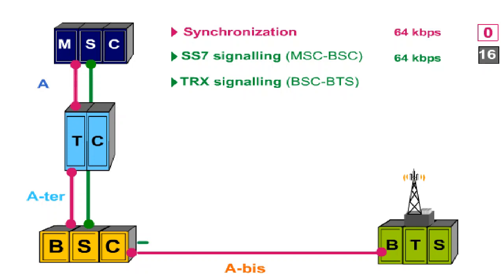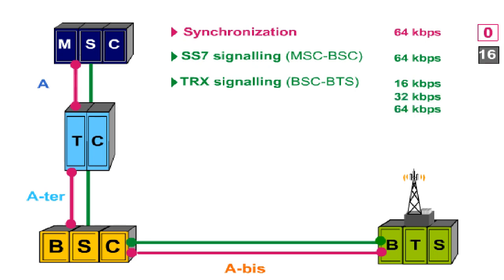The TRX-related signaling between the BSC and the BTS is transmitted over the A-bis interface at 16, 32 or 64 kilobits per second depending on the producer. O&M alarms from the transcoder are transmitted to the BSC over the A-ter interface at 16 kilobits per second or as in-band signals through a normal traffic channel.